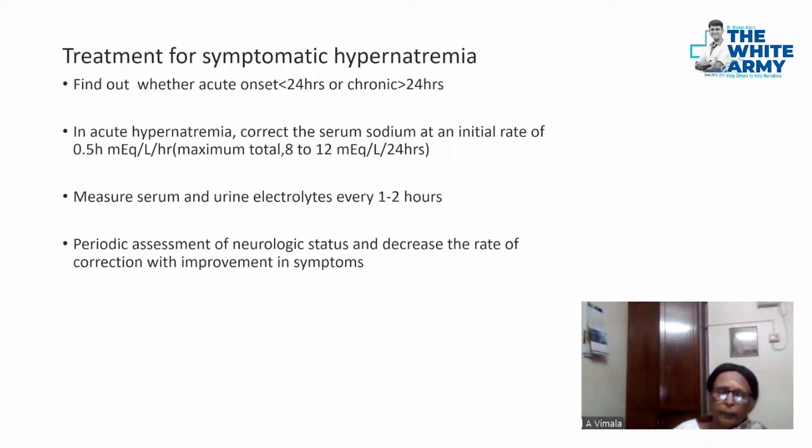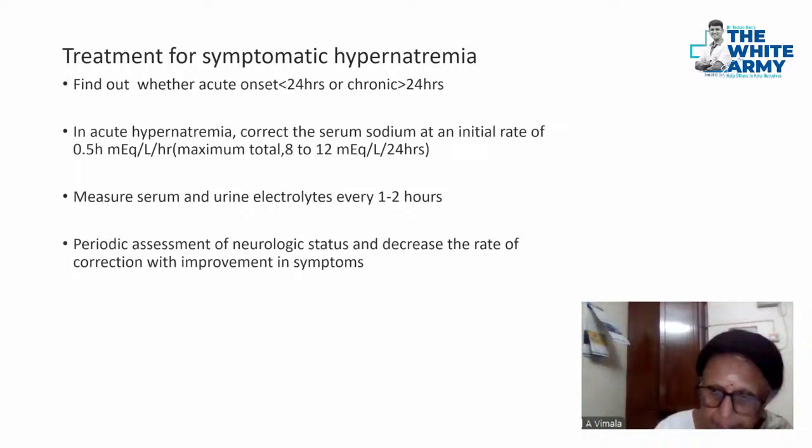In chronic hypernatremia, you should be very judicious and slow in correction. The rate of correction should not exceed 0.5 milliequivalent per liter per hour. The total should not exceed 12. It should be between 8 and 12. Serum and urine chemistry should be monitored frequently. Along with that, you have to assess the patient clinically and see whether the neurological status is improving. If the neurological status is improving, irrespective of electrolytes, we can reduce the correction rate.